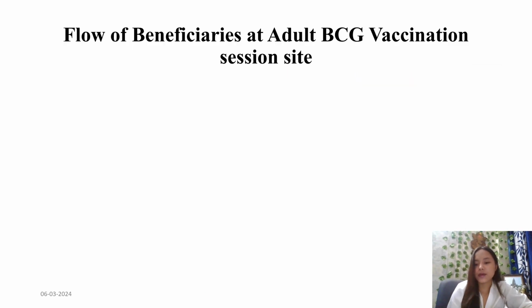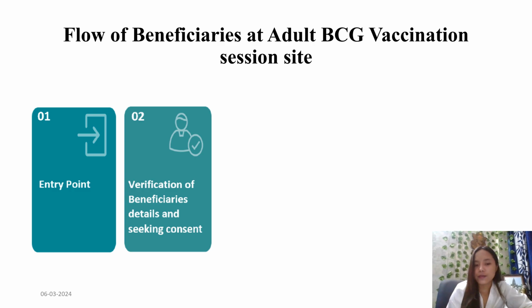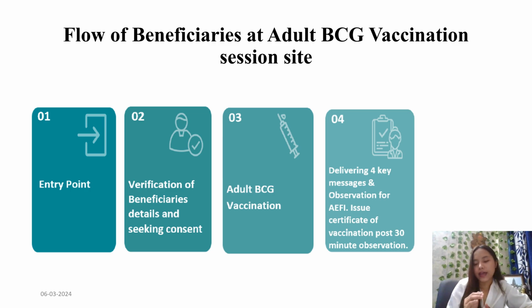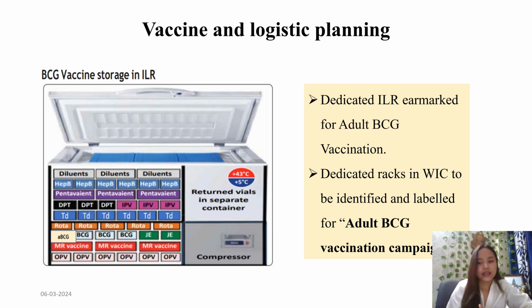As we have seen, I will just summarize the flow of beneficiaries at the adult BCG vaccination session site. From the entry, there will be verification of beneficiaries' details and consent seeking first by the ASHA, Anganwadi worker, TB champion or link worker, followed by the adult BCG vaccination, which will be given by the vaccinator, who can be an ANM or community health officer. They will administer a 0.1 ml dose of BCG intradermally in the right upper arm. Later, post vaccination, the vaccinator will deliver the 4 key messages that we have discussed earlier and ask the beneficiary to stay for at least 30 minutes. After 30 minutes of observation, they will get the e-certificate.